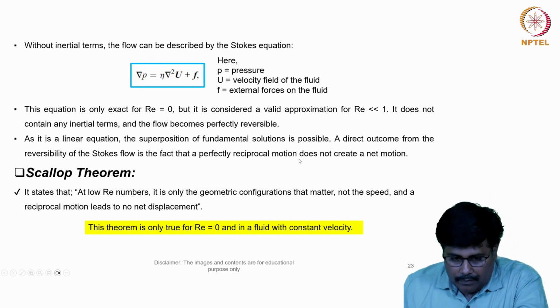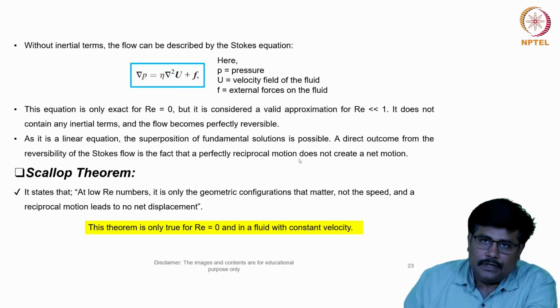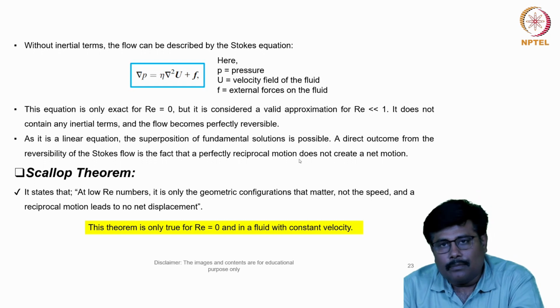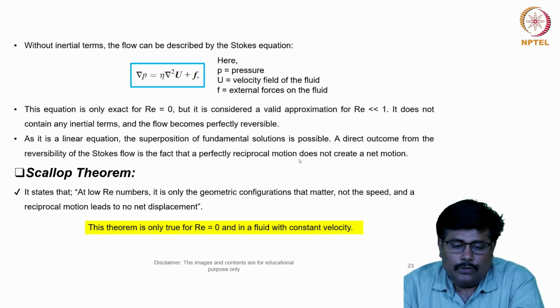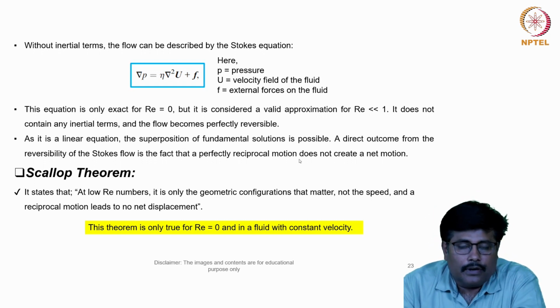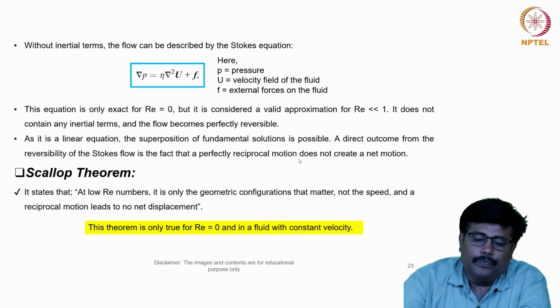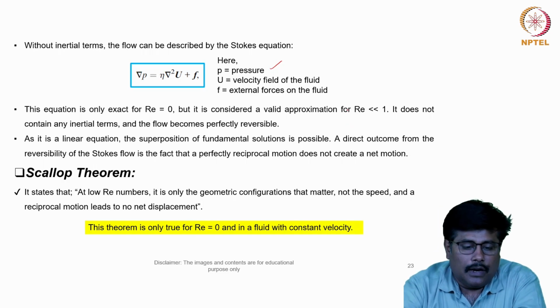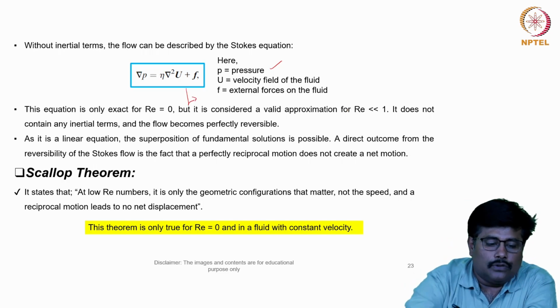Now when we look into the inertial term, without the inertial term, the flow can be described by the Stokes equation. If we look into the parameters of the Stokes equation, it depends upon the pressure, the velocity field of the fluid, and the external forces on the fluid. So this is the overall Stokes equation.